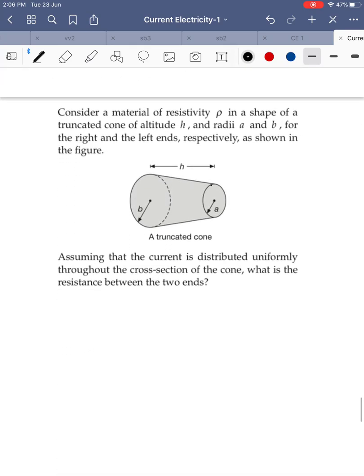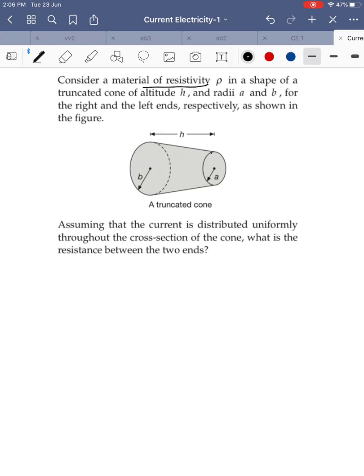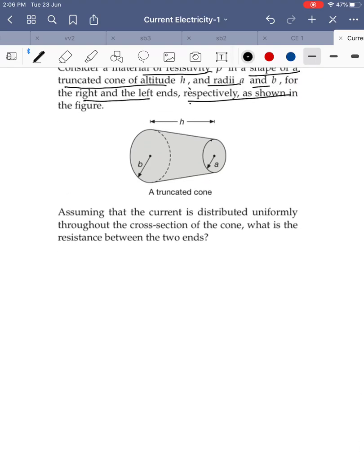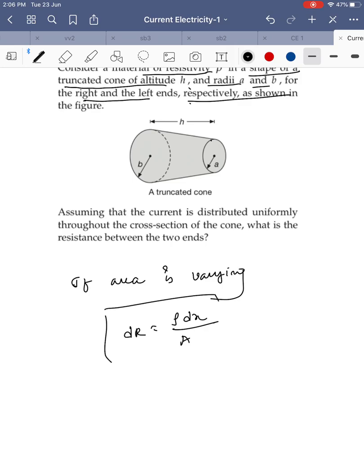And then next we will go to the other question, which is very important. Consider the material of resistivity rho in the shape of a truncated cone, altitude h, and radius a and b for the right and left ends respectively as shown in the figure. So if the area is varying, then the resistance dR is equal to rho into dx by A. This is what we follow. R is integral of dR, is equal to rho into dx by A, if the area is varying.